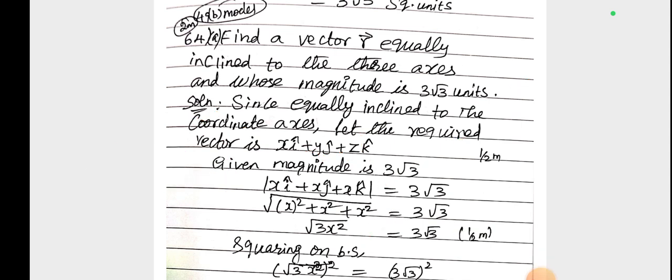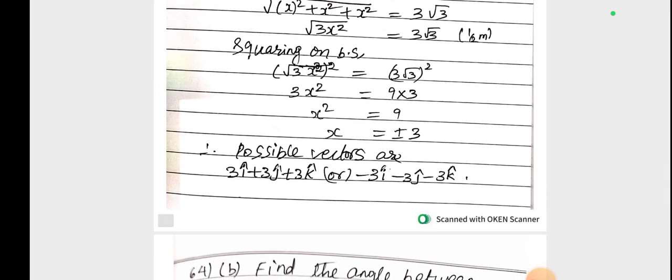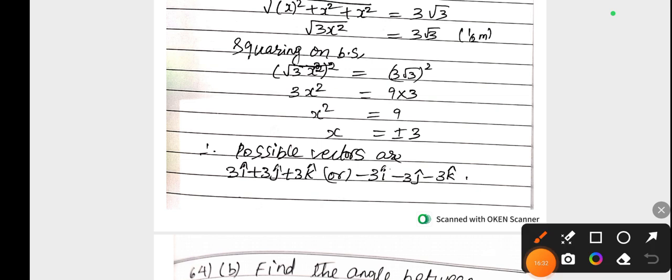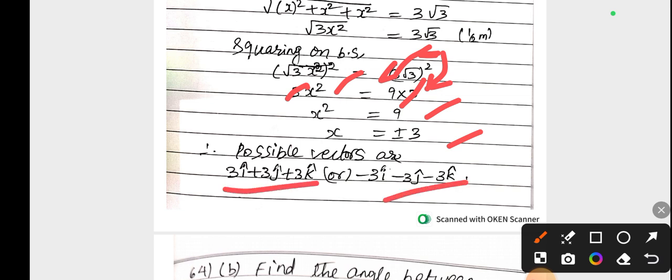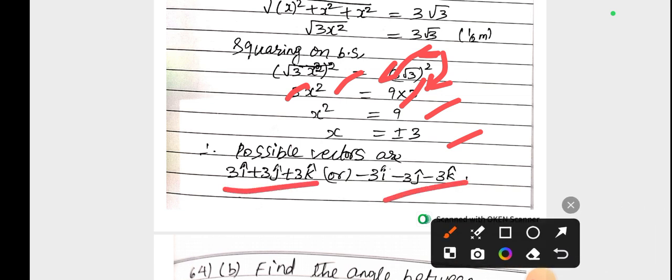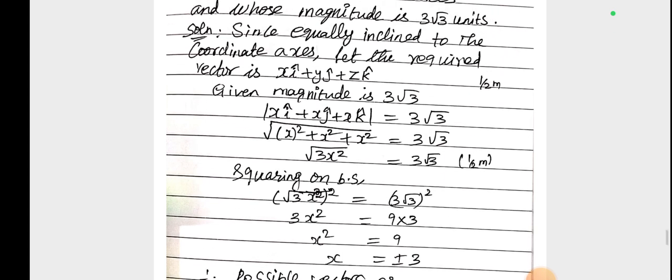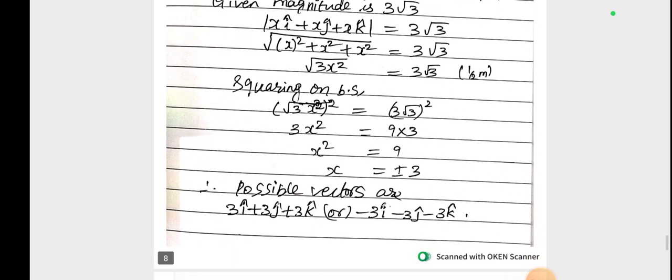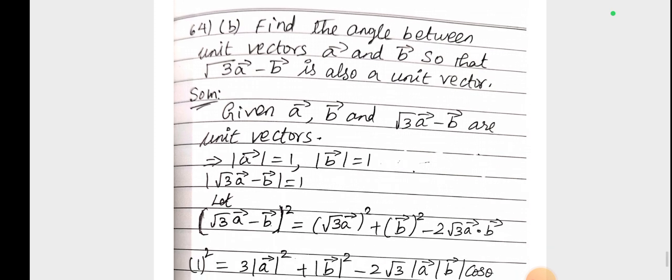So then we can simplify that further. Squaring on both sides, you will get 3x square equals 3 root 3 square, which is 9 times root 3 square, 3. So the 3s cancel, then you will get x square equals 9, x equals plus or minus 3. So possible vectors are 3i cap plus 3j cap plus 3k cap, or negative 3i cap, negative 3j cap, negative 3k cap. So clear? Check this. We have already done this as I said, 49b. Same, there 5 they gave, here 3 they gave.